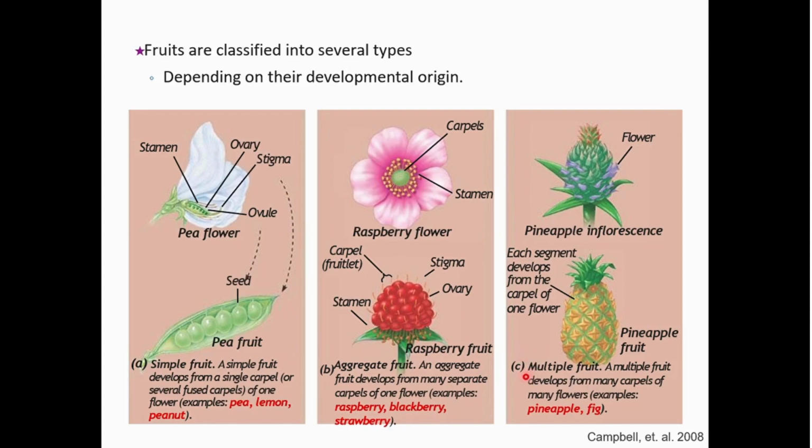And then next is the multiple fruit. In multiple fruit, it develops from many carpels of many flowers. So now it involves a lot of flowers, for example pineapple and fig. In the pineapple inflorescence, the distribution of flowers is like this. From each flower and the carpels inside it, it develops segments. Each segment is developed from the carpel of one flower, and the combination of all becomes the pineapple fruit.